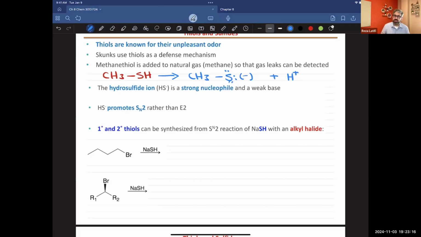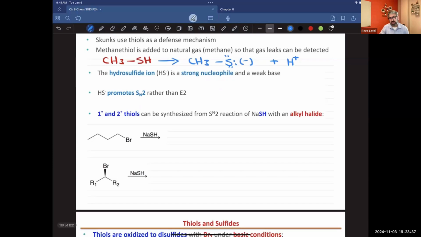When I say it's stable enough, I'm comparing it versus OH. SH is more acidic than water, which means the conjugate base of SH will be more stable than the OH. They can get involved in SN2 reactions, and also E2, but as you see written in the slide, they will prefer to go through SN2. It doesn't mean that we are not going to see an E2 product.